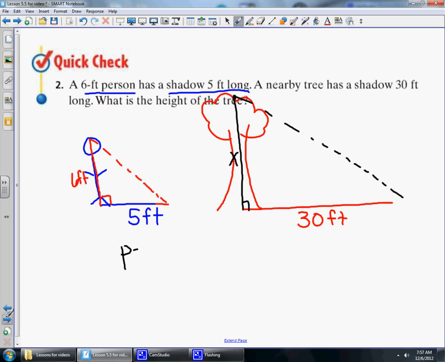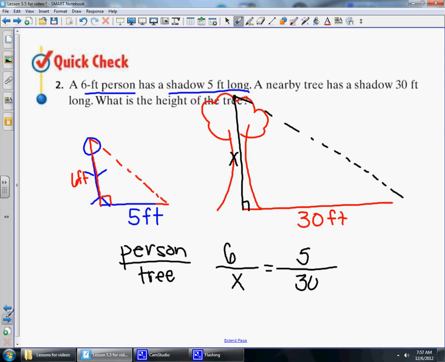So we can have our proportions set up, the person over the tree. So what is the height of the person? 6 feet. What is the height of the tree? X. We don't know that. And we go back to the person. What is the length of the shadow? It's 5 feet and 30 feet.